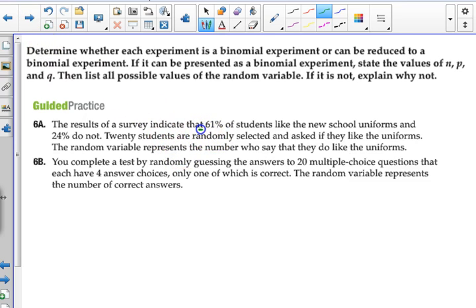This one is not because it says 61% like the school uniforms, 24 do not. Why is that not considered binomial? It doesn't add up to everybody. Okay, so some people apparently said, well, a little wishy-washy, whatever. Okay, if it doesn't add up to 100%, it's not a binomial experiment.